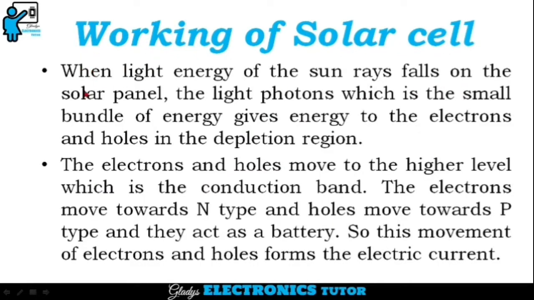So let's see the working of solar cell. When light energy of the sun rays falls on the solar panel, the light photons, which are small bundles of energy, give energy to the electrons and holes in the depletion region. The electrons and holes move to the higher level, which is the conduction band. The electrons move towards n-type and holes move towards p-type, and they act as battery. So this movement of electrons and holes forms the electric current.